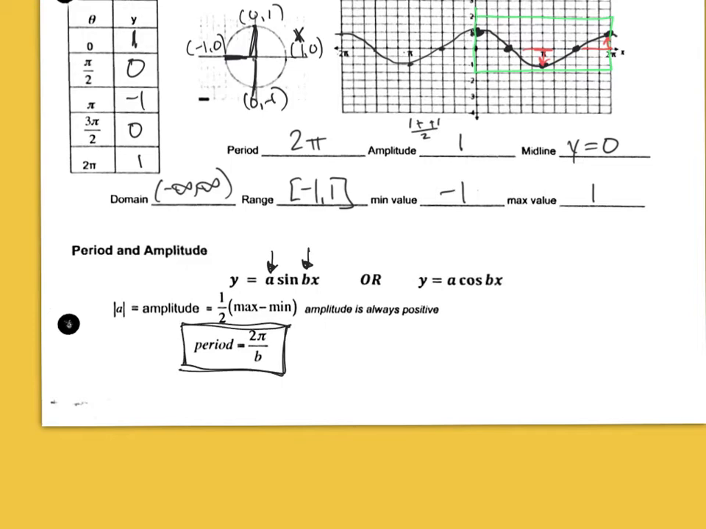On the parent graph, it's 2 pi because the parent graph is written like this, y equals sine of X. So the number in front, that's a 1. So your amplitude is a 1. In front of the X, that's a 1. So the period is 2 pi divided by 1. So that's why it looks like 2 pi. The B value is not going to be seen on the graph, but instead it's going to help you calculate the period.